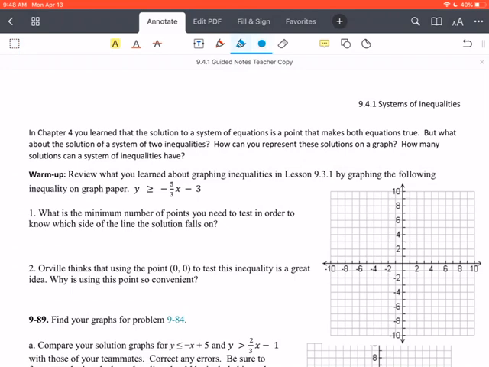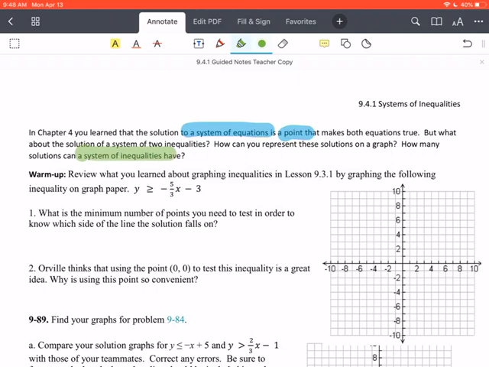Okay, so the key word is, back in first semester we did systems of equations, and our answer was a point that made the equations true. But now in Chapter 9, we are looking at systems of inequalities, and we're thinking, is there one point that's going to make the system true? Or maybe there's multiple points.